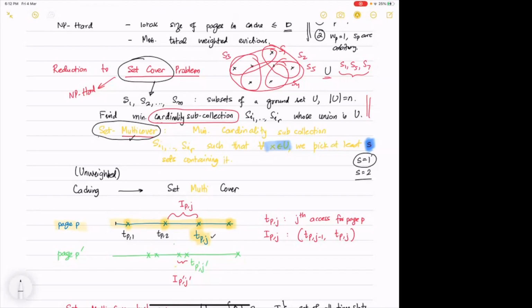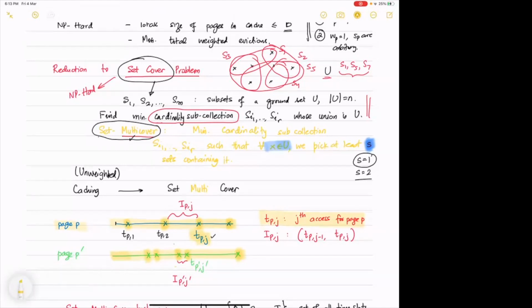Similarly, if you look at some other page P prime, it will have its own timeline, and again you can define these points in time where this page is accessed, and you can number them again as 1, 2, 3, and so on. I hope this definition TPJ is clear. It's the time at which the page P is accessed for the jth time.